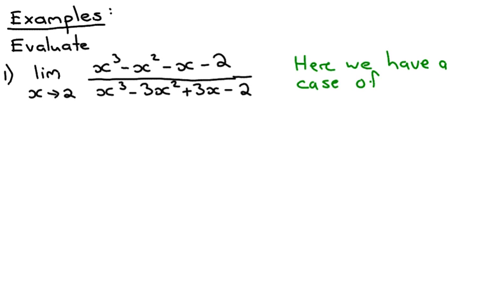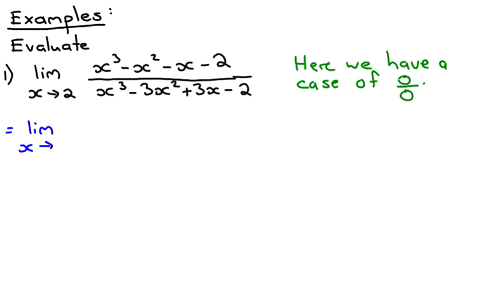of 0 over 0. Because when we subbed in that 2, we got a 0 in the numerator and a 0 in the denominator. So what L'Hopital's rule allows us to do is it allows us to find the derivative of the numerator and the denominator and take the limits of that.